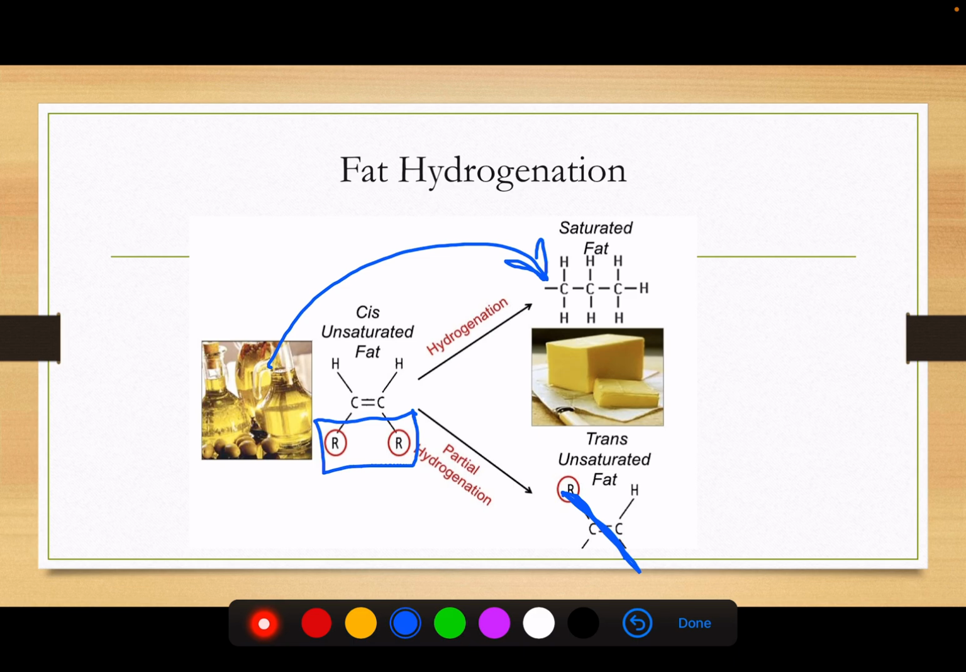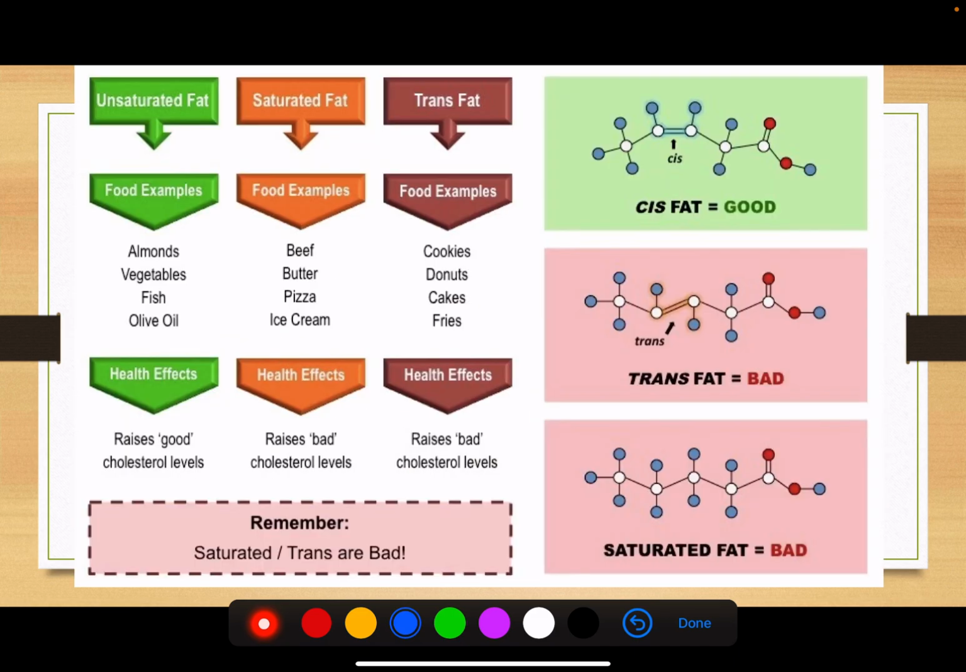Something else you may be familiar with is Crisco. All right, so your vegetable shortening, that's the same thing. That has the same process of fat hydrogenation. So when we look at those three types of fats, we have unsaturated, saturated, and trans fats.